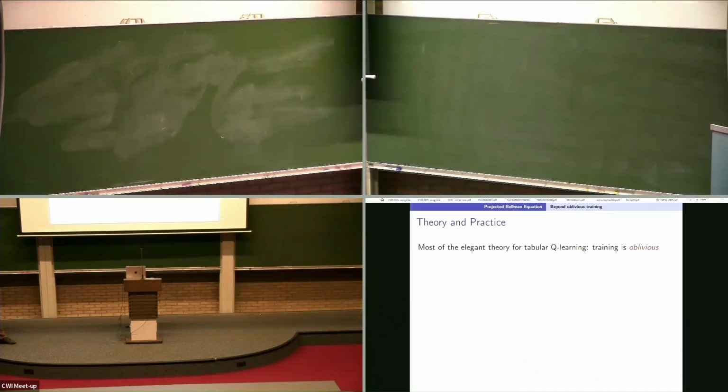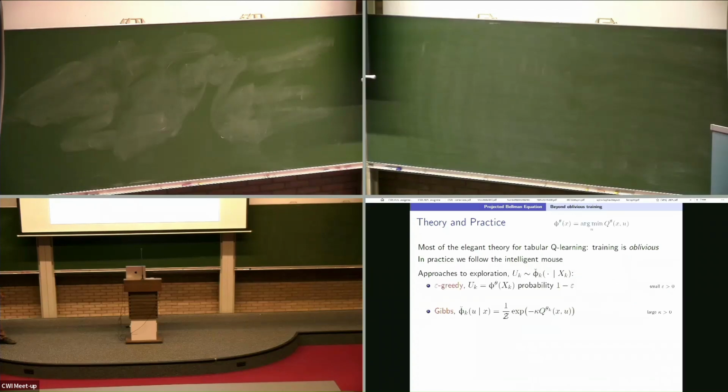Okay, so again, the elegant theory for Q learning, the training is oblivious. And again, the mouse only has to see the cat once. That's how you'd really do training. So here's what's done in practice. You take a randomized policy like this. One is to take U to just be the greedy policy with probability 1 minus epsilon, and with probability epsilon do something random, just completely oblivious.